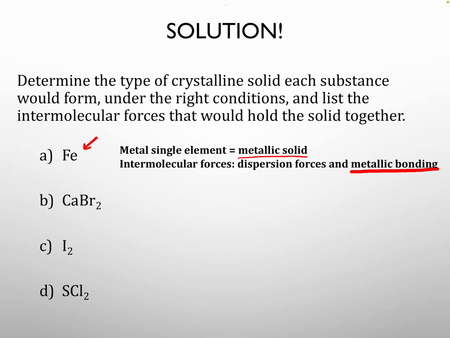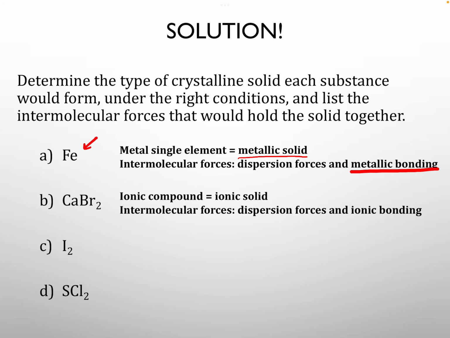All right, our next one. Do you see that calcium bromide is an ionic compound? So if it's an ionic compound, therefore, it's going to make an ionic solid. Okay? And again, it's going to be held together by ionic bonding because it's an ionic compound. And it also has dispersion forces.